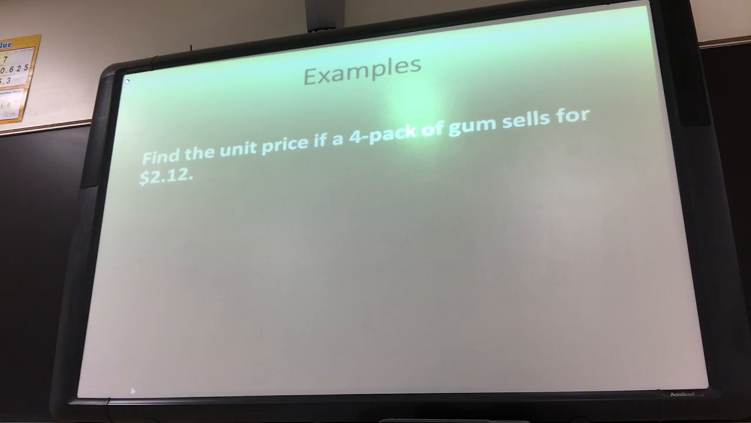All right, go ahead and find the unit price of that 4-pack of gum. So you're going to find the price of 1 pack of gum. That's what you're doing there. So find the unit rate for that one. Find the price for 1 pack of gum.